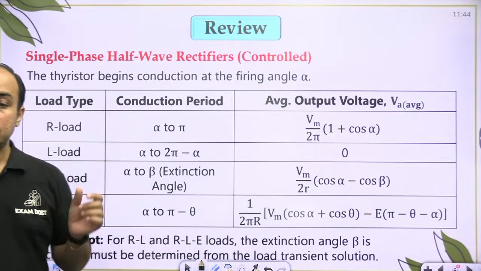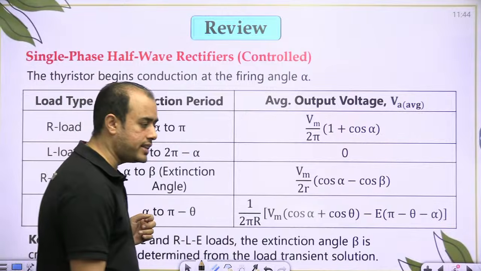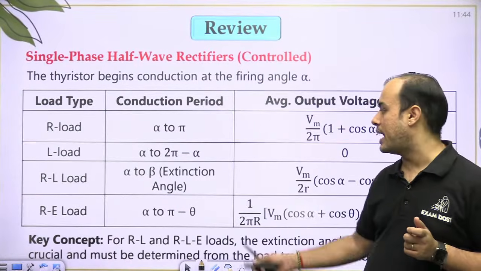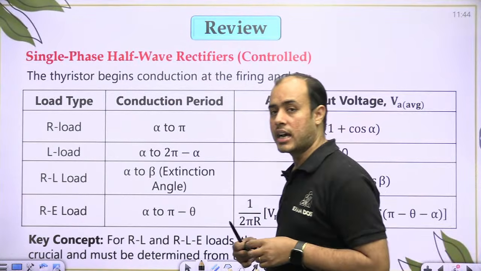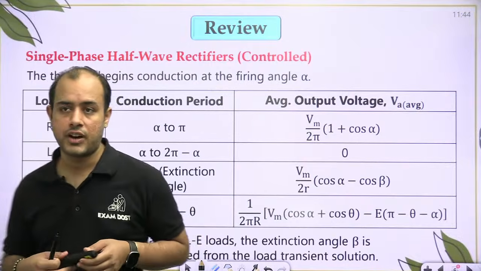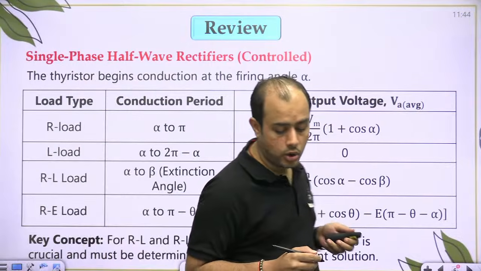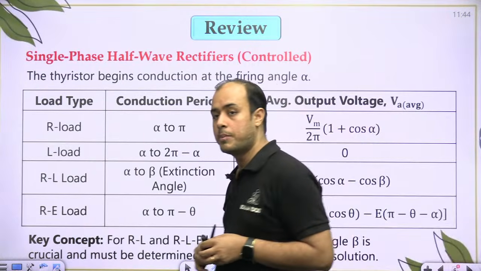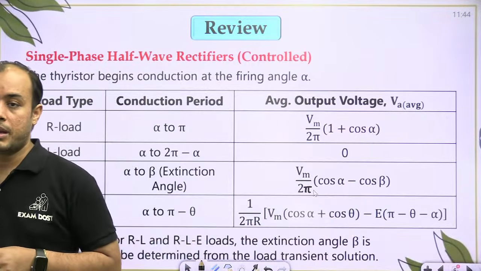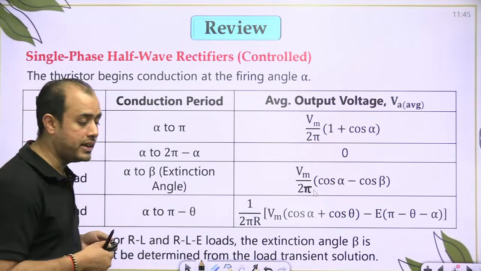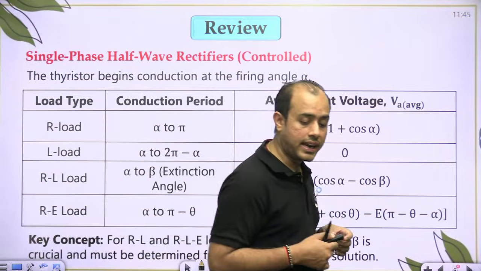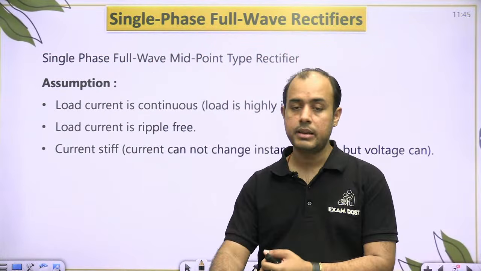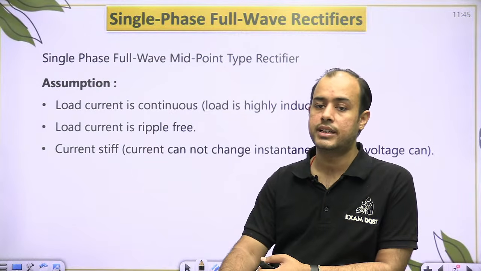For L load, the charging discharging interval is equal. So inductor charges from alpha to pi and discharges from pi to 2 pi minus alpha. For RL load, conduction goes from alpha to beta. For RE load, conduction goes from alpha to pi minus theta. So remember, for RLE load, the beta will be greater than pi minus theta and it has to be calculated using AC transient. अब मुझे बताइए भाई, अगर किसी को कोई डाउट है जितना अभी तक कवर किया है.